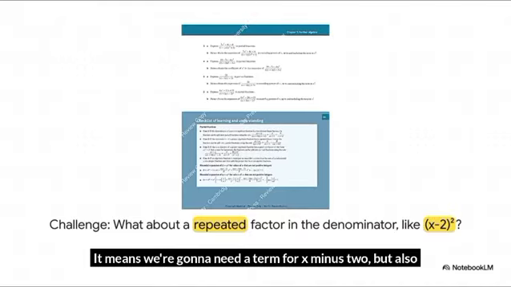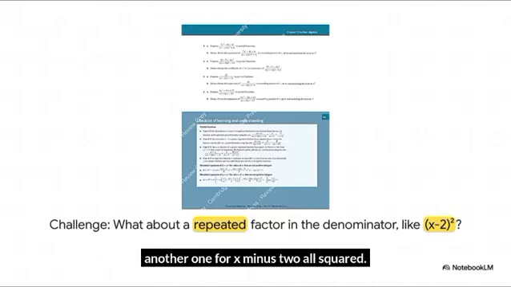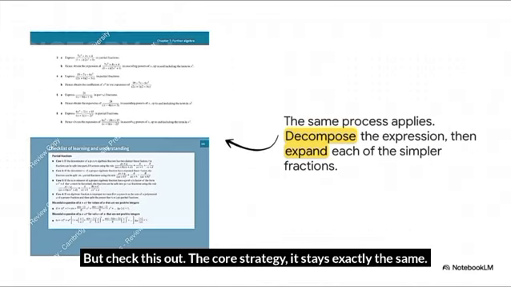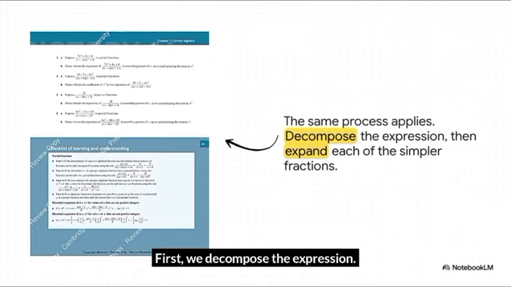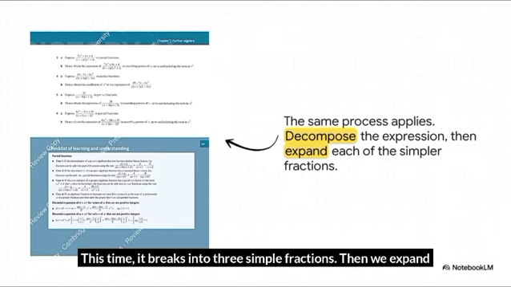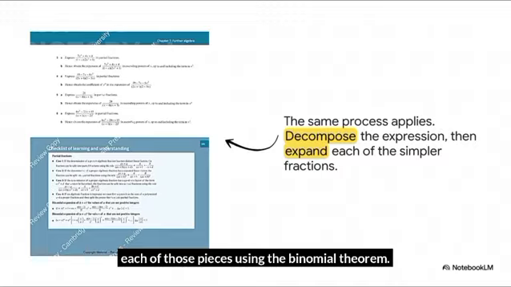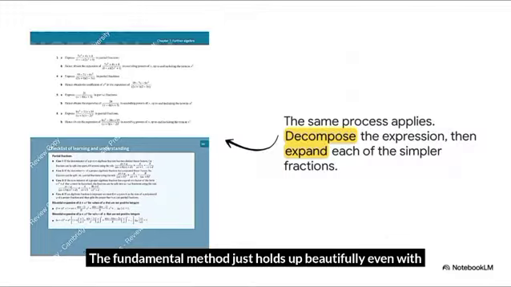It means we're going to need a term for x minus 2, but also another one for x minus 2 all squared. But check this out. The core strategy stays exactly the same. First, we decompose the expression. This time, it breaks into 3 simple fractions. Then, we expand each of those pieces using the binomial theorem. The fundamental method just holds up beautifully, even with this extra bit of complexity.